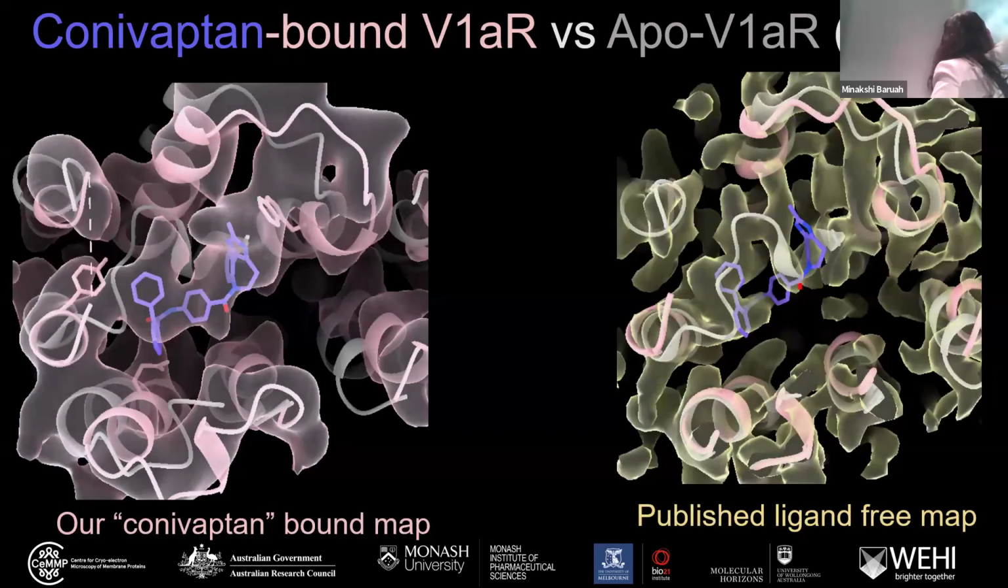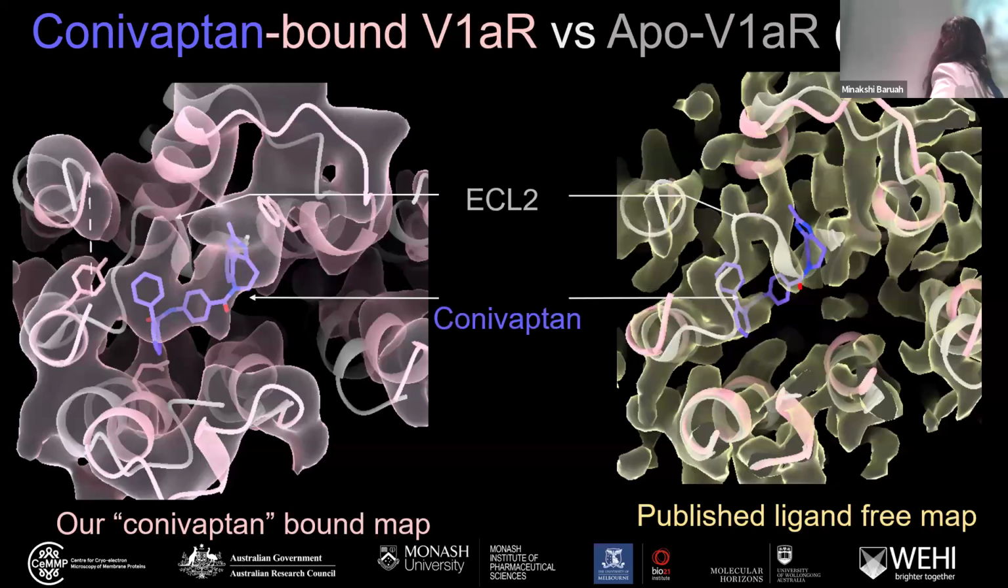Then we compared the maps side by side. The pink map here is of our structure and the yellow map is the published structure. If we look at those densities, the densities look significantly different. In the density where they have modeled ECL2, it looks like that density belongs to ECL2. Whereas in this density here, we couldn't fit the entire 25 amino acids of the ECL2. But when we fit the ligand there, it fits to some extent. Also, there are differences in arrangement of the TM helices as well.